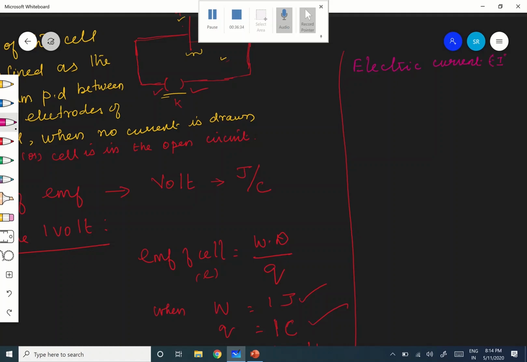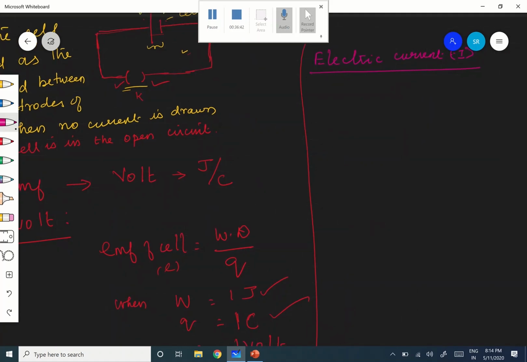Denoted by I. Everything is what you have studied in 10th standard. What is electric current? The flowing charges are said to constitute electric current. If there is a flow of charge in a particular direction, definitely current will be there. Therefore, how to define electric current?